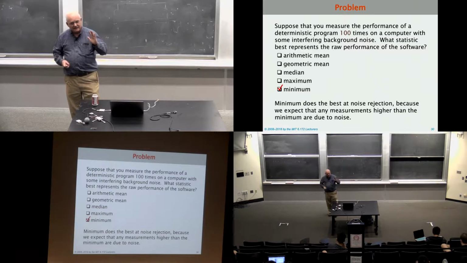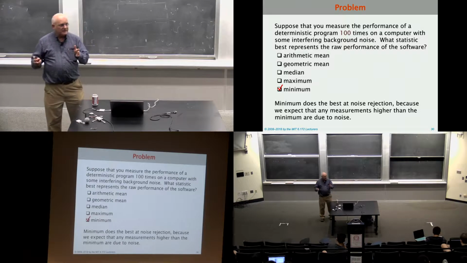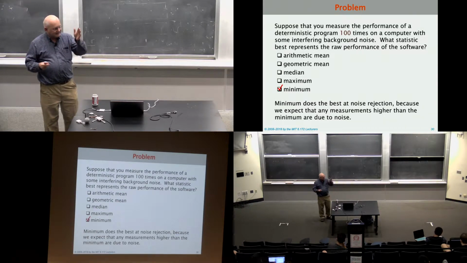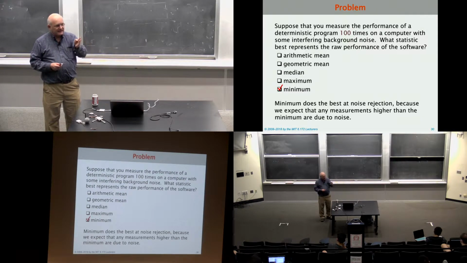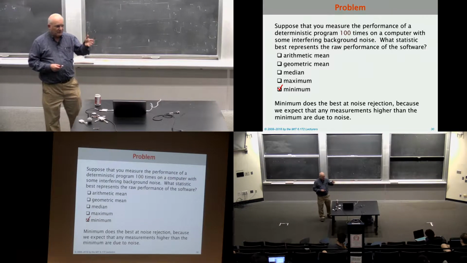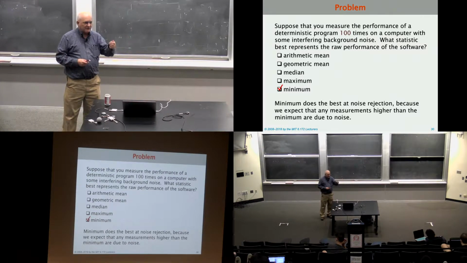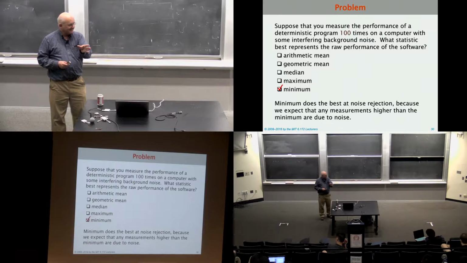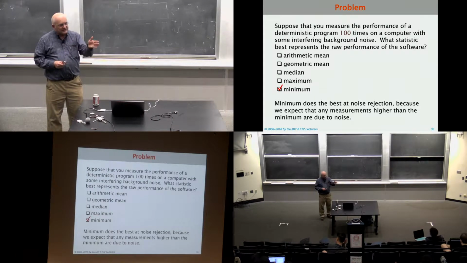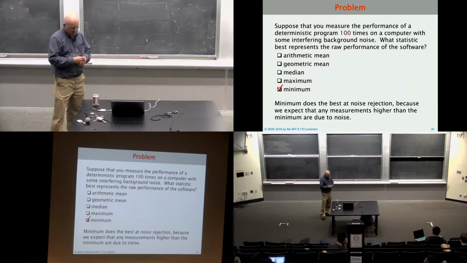Now you might say the median also rejects noise, but it doesn't, because if you view your program as its running time plus noise, then the median is going to give you some number that is in the midst of the noise. It's going to have some noise component. So minimum is the only one that really rejects all of it.